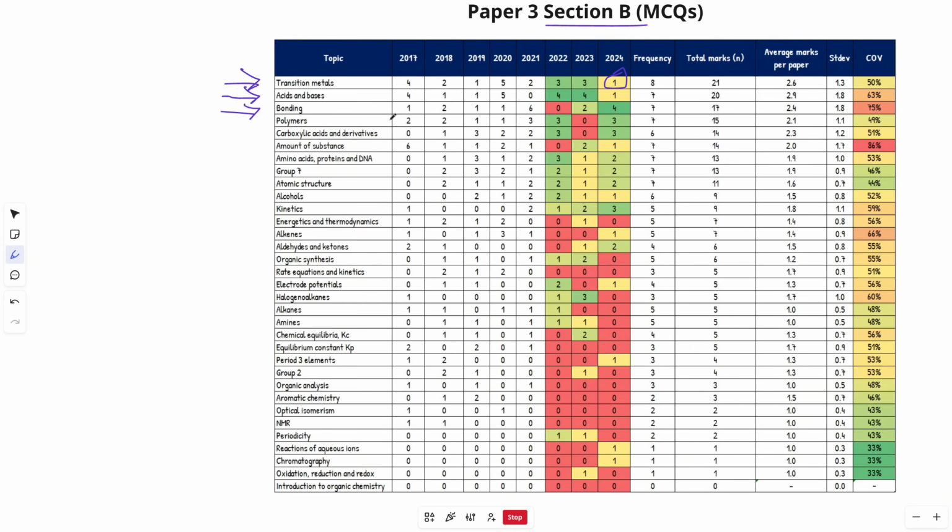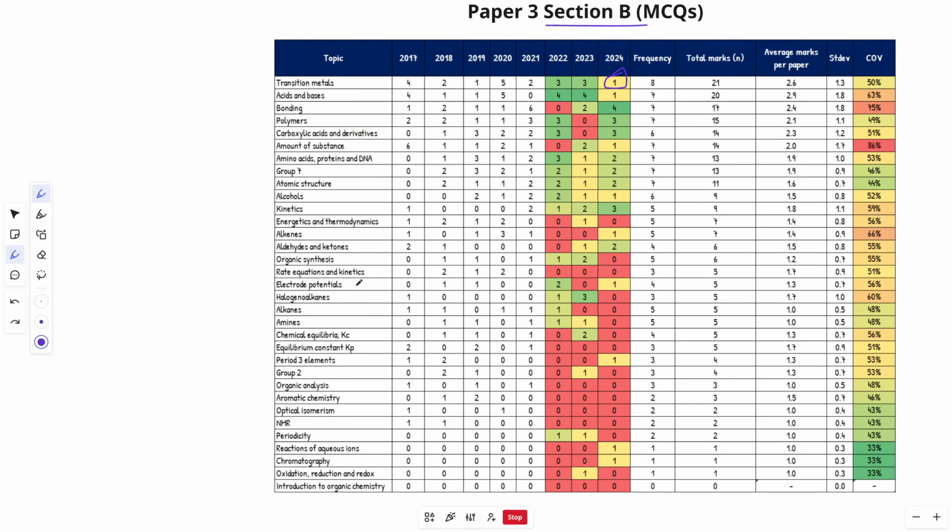Acids and bases, bonding has received a lot of marks for MCQs because it's pretty easy to design and create basic bonding MCQ questions where you have to pick something. And then there's polymers, which came up a lot last year, so I'm not really expecting much on polymers, to be honest. But they may go ham on polymers and put a ton of stuff in there as well. Carboxylic acid and derivatives were pretty high last year, so I'm not too sure if it's going to come up much this year. Amount of substance, amino acids, proteins, DNA is next. Group 7 and atomic structure, and then it dips down below 10 marks.